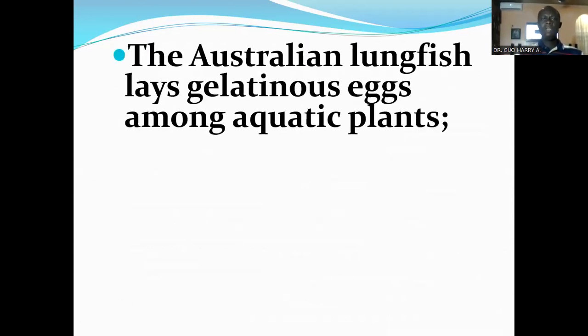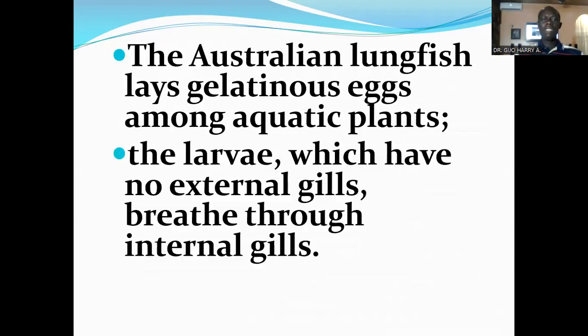The Australian lungfish lays gelatinous eggs among aquatic plants. The larvae, which have no external gills, breathe through internal gills. And when they become adults, they use lungs.